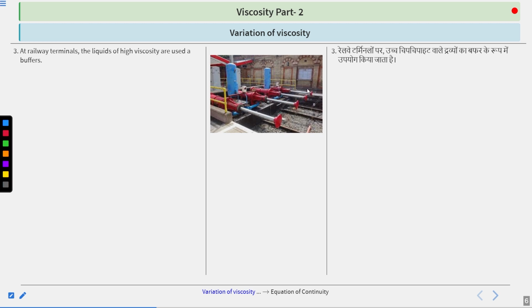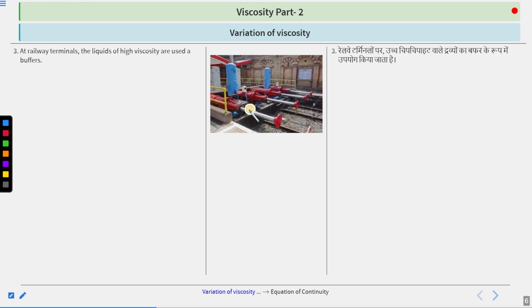Now, at railway terminals, liquids of high viscosity are used as a buffer. If you look at it here, these are the buffers, and inside them there is a liquid having a high viscosity. Why is this happening? Because if they have high viscosity, the relative motion between the different layers of this liquid will be opposed due to the backward driving force. So when the train comes and hits this, they can easily oppose the relative motion, and the train will face an external force from them and will be stopped.